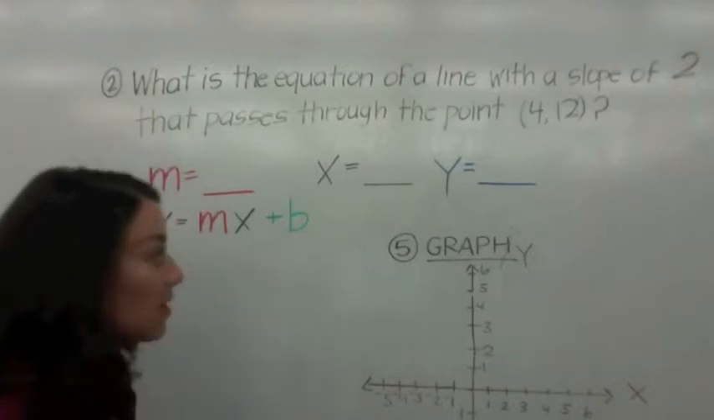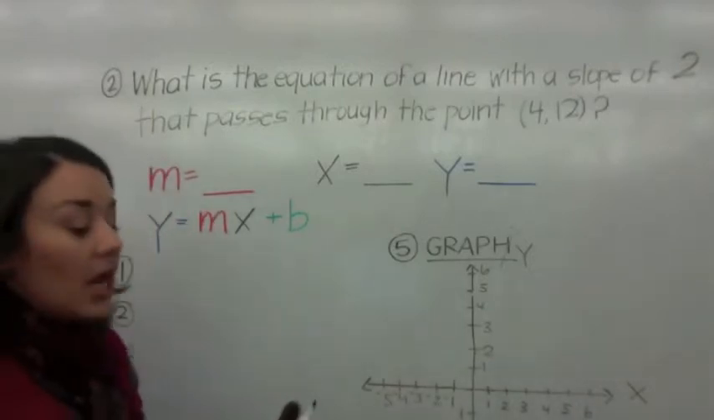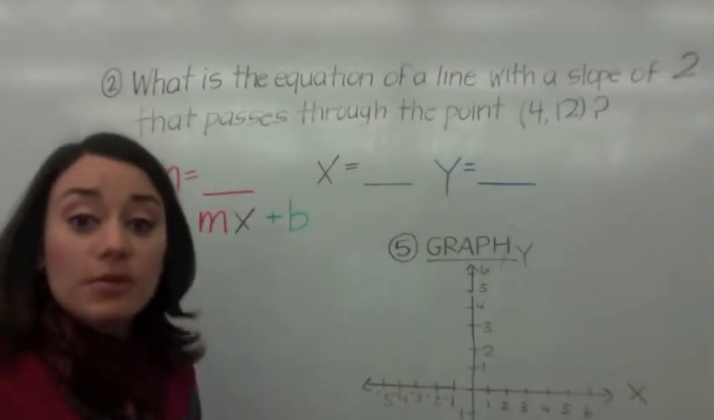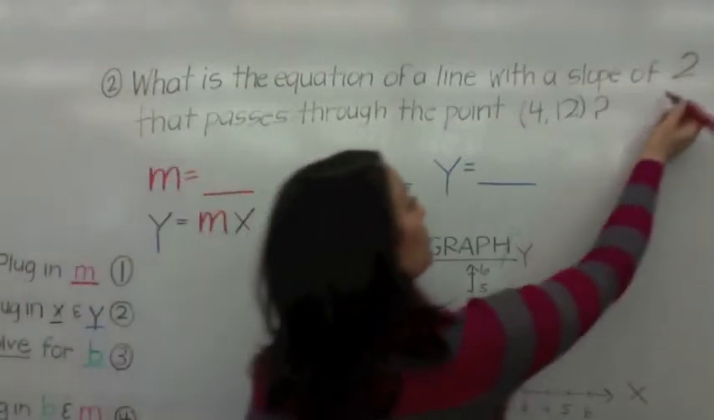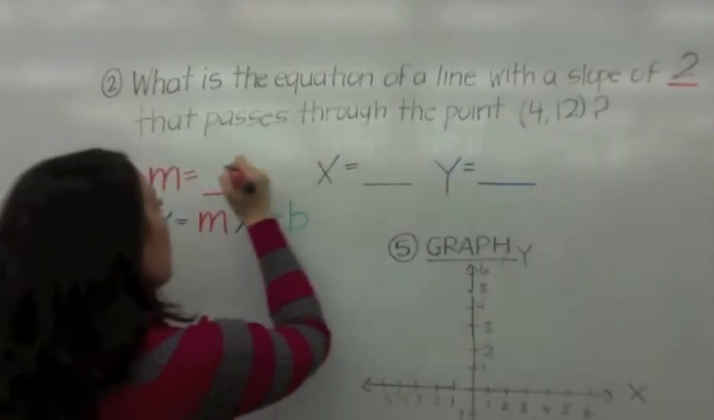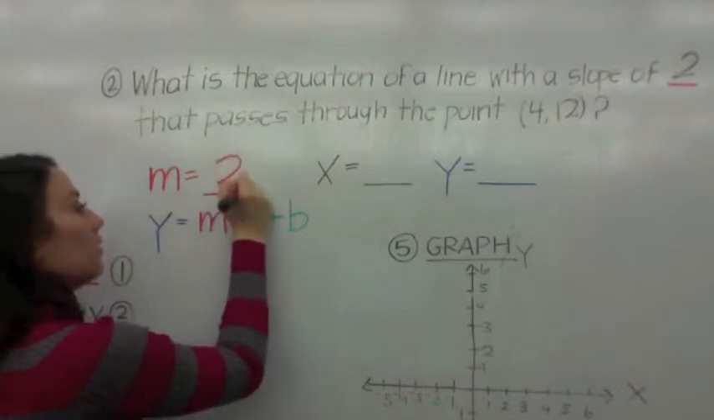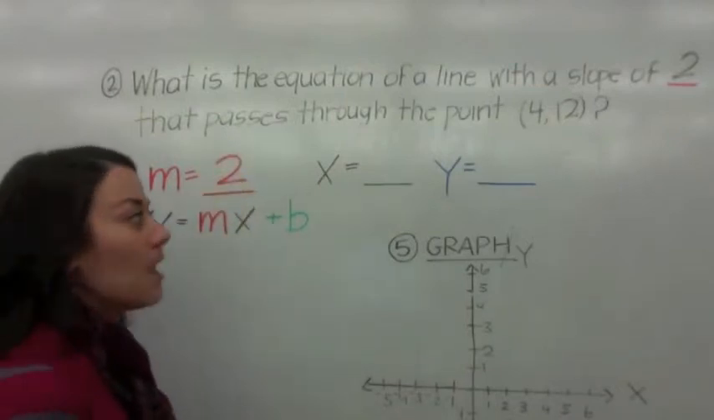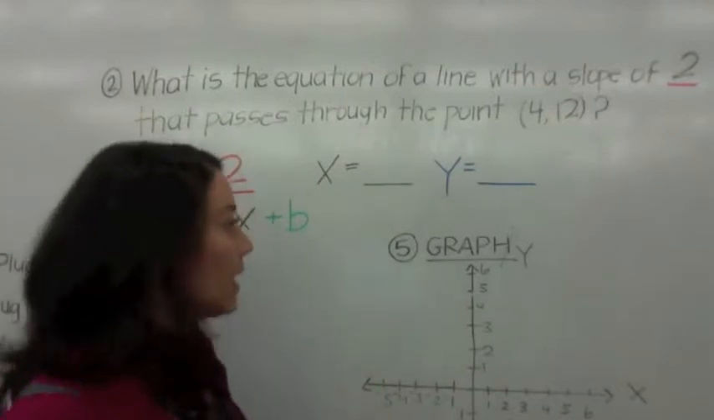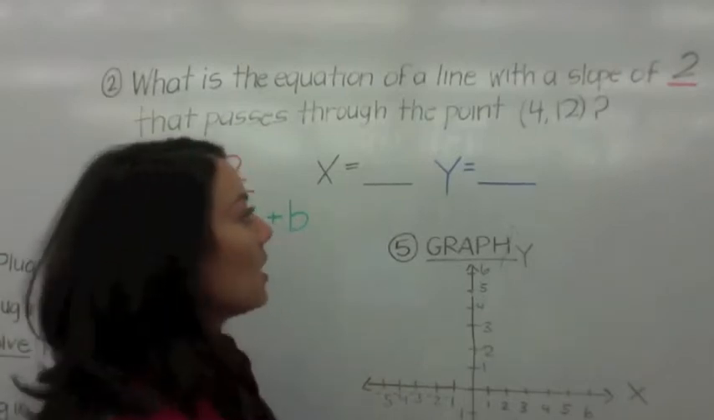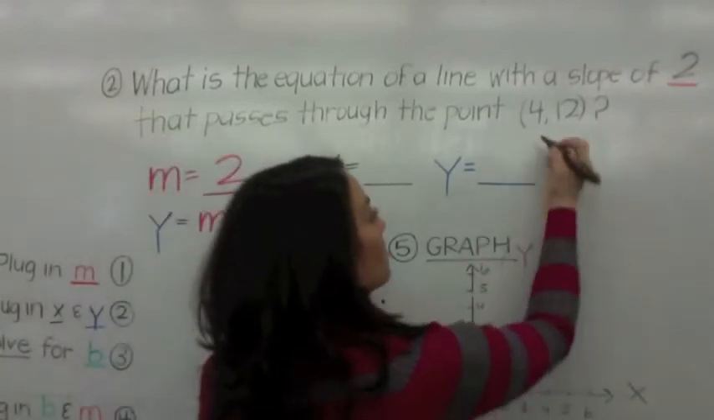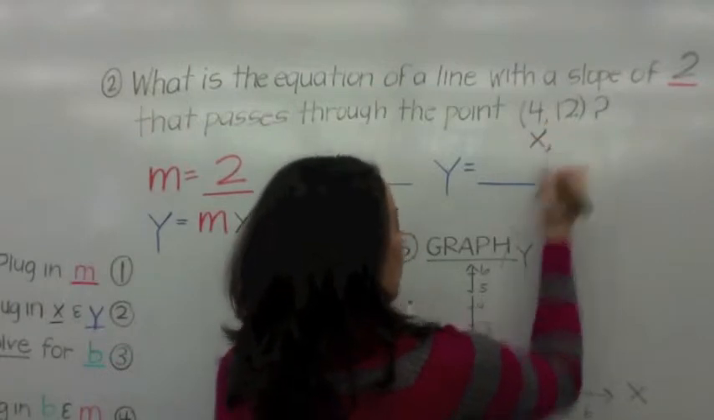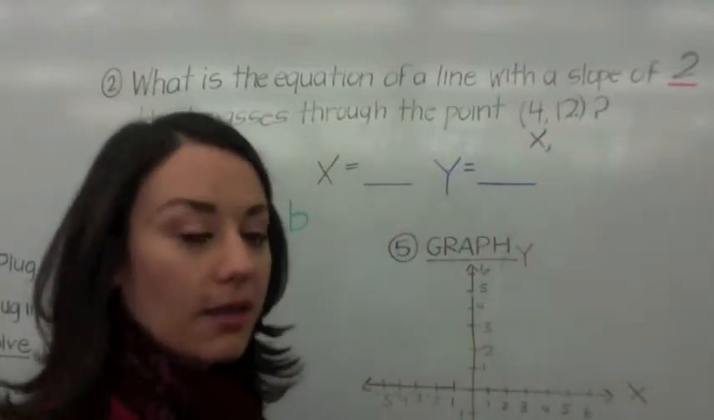So let's identify those. We're going to underline the slope. It tells you what the slope is, right? It says the slope is 2. So m, which is the slope, is 2, all right? Now, x and y, we need to label x and y. In a coordinate point, x comes first. And then you have y.